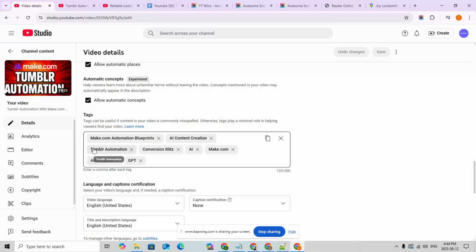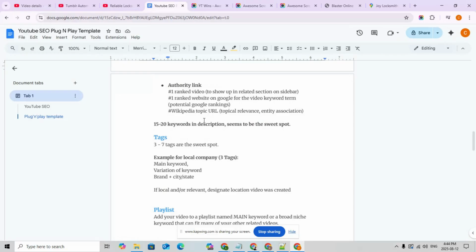Secondary keyword, main root keyword, the brand, and then just some general terms, AI, GPT, just sort of think of like the overarching categories. If you were to talk about automation blueprints, you'd be talking about AI. And if you're talking about AI, you'd be talking about GPT, that sort of idea. But really between 3 and 7 is the sweet spot. And then there's some additional guidance here.